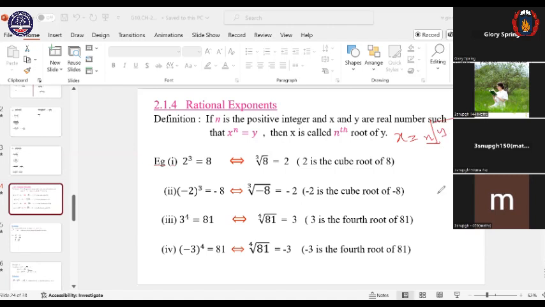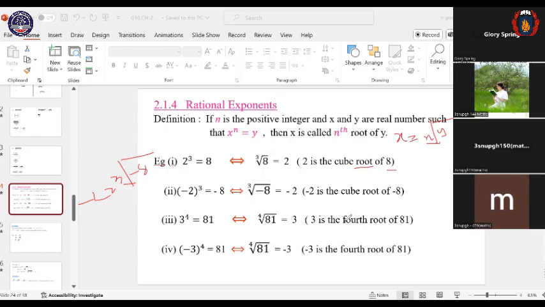Now, 2 cubed equals 8 if and only if 2 is the cube root of 8. Also, minus 2 the whole cubed equals minus 8, so the cube root of minus 8 equals minus 2. As we see, minus 2 is the cube root of minus 8.